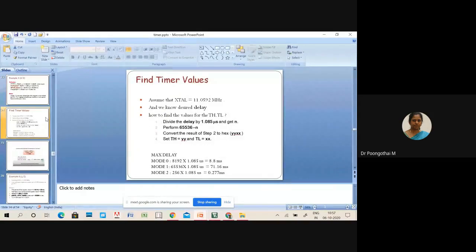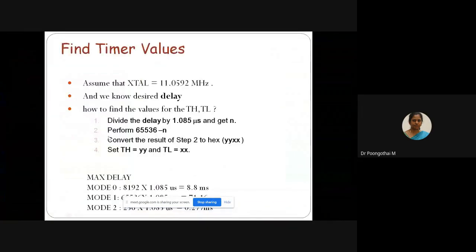In the previously discussed problems, we already knew the initial value of the timer, and based on the initial value we calculated the delay. But this one is the second case. We know the desired delay, and based on that we have to calculate the higher order and lower order register initial values.